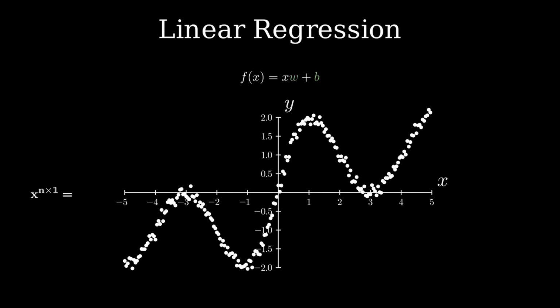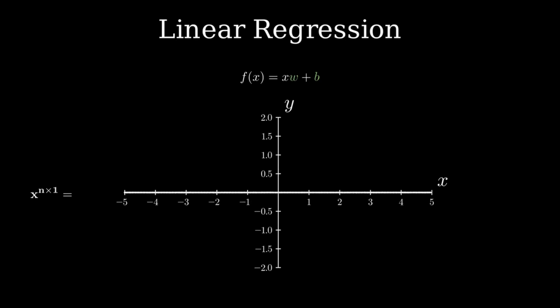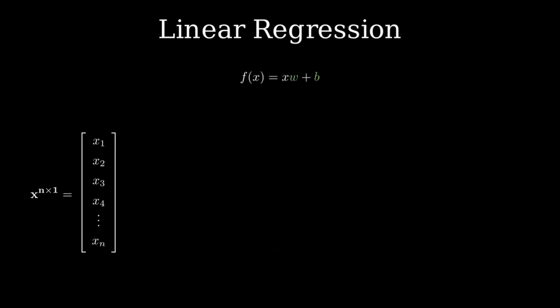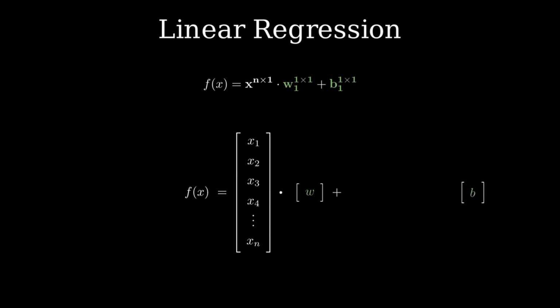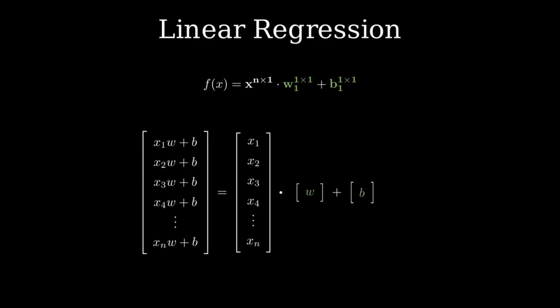Starting with the input vector x, it consists of all the x coordinates of the points in the dataset. Note that I'm using superscripts to indicate the dimensions of the matrices. Next, I'll define the parameter matrix W, which contains only one entry, and the matrix P is constructed similarly. I can then rewrite the equation using these matrices. An output function fx is also represented as a matrix with n entries.